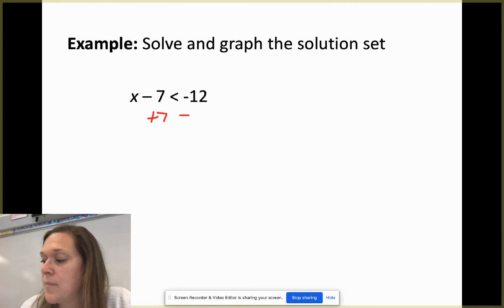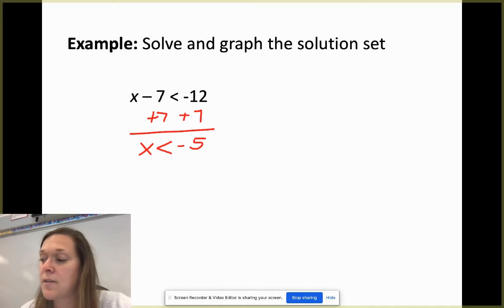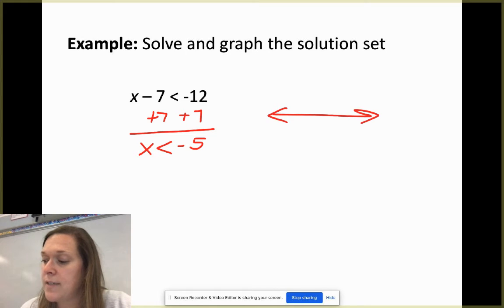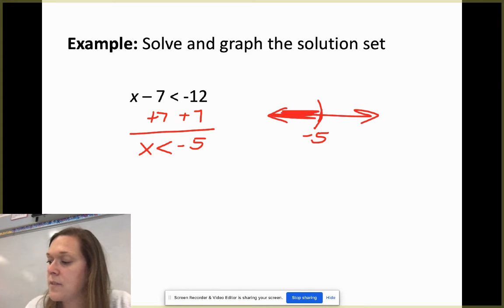It's meant to be easy on purpose. Add 7 to both sides. Gets you x is less than negative 5. Okay, so in the past, we would be done and we'd say that's our answer. Let's go ahead and make a quick graph of it. Again, you can be lazy. Just throw negative 5 in the middle. No equal sign, so I'm going to make a parenthesis. Open to the left, shade to the left.